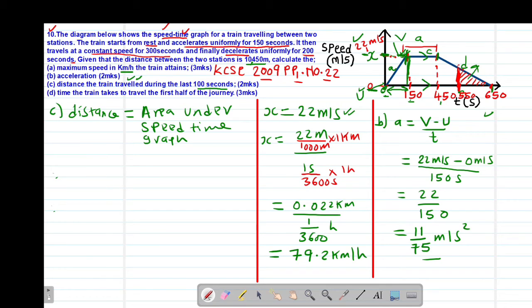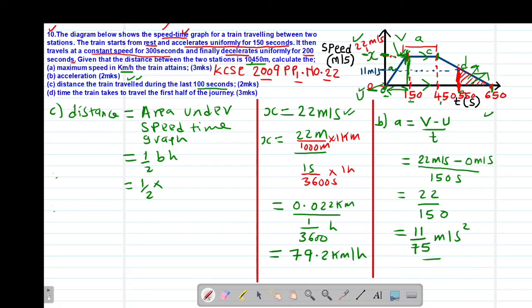Then this distance will be equivalent to, I want to show us the distance here. Remember, this one will be up to a half because the motion is uniform. So this should correspond to a half of 22 meters per second, which will be 11 meters per second. Therefore, the distance will be equal to the area under the speed time graph during the last 100 seconds. Because this area is in the shape of a right angle triangle, it will be equal to a half base multiplied by height.